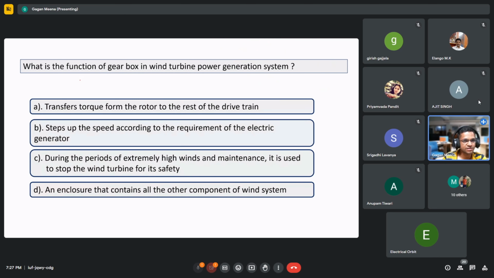Next question is, what is the function of gearbox in wind turbine generation system? This also we have discussed. What will be the answer? B is correct. It steps up the speed according to the requirement of the electric generator.